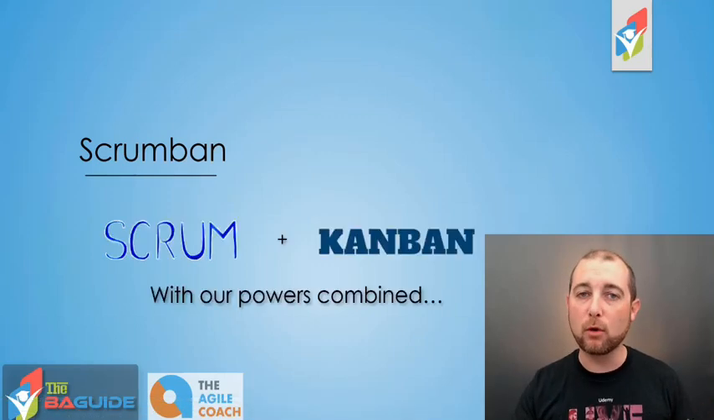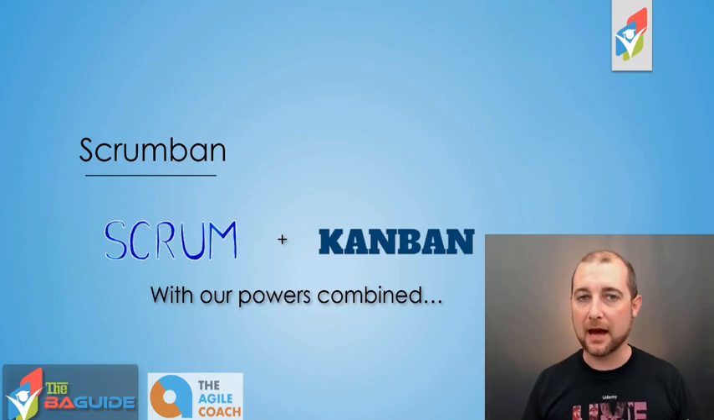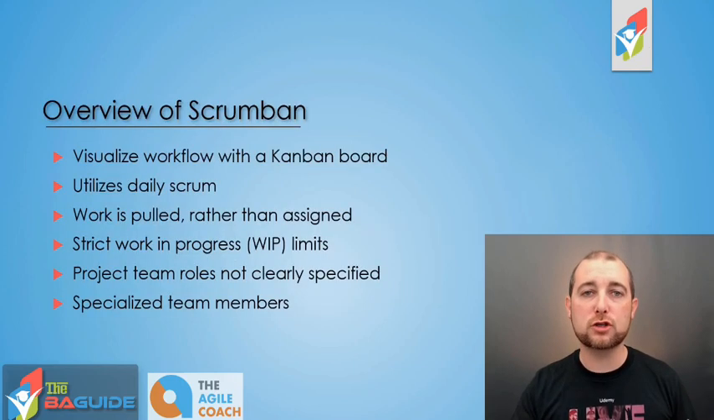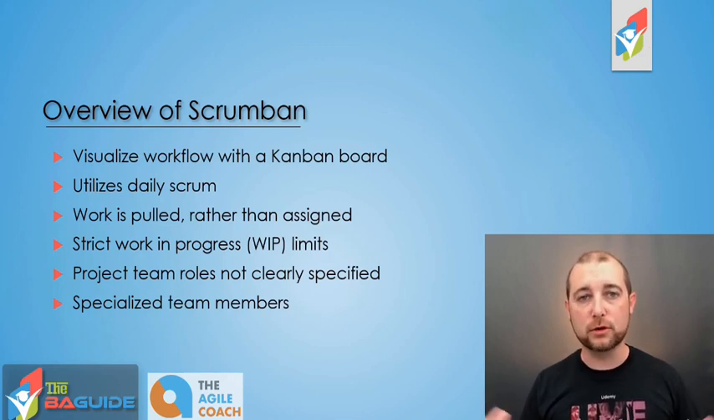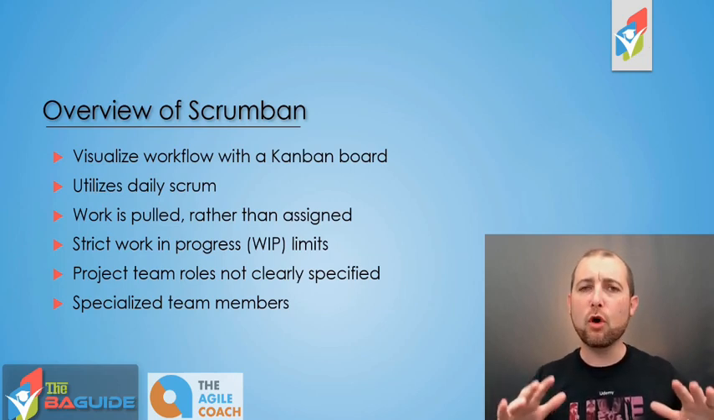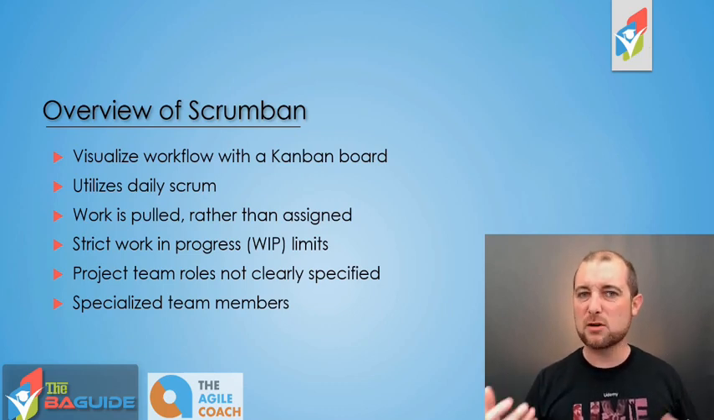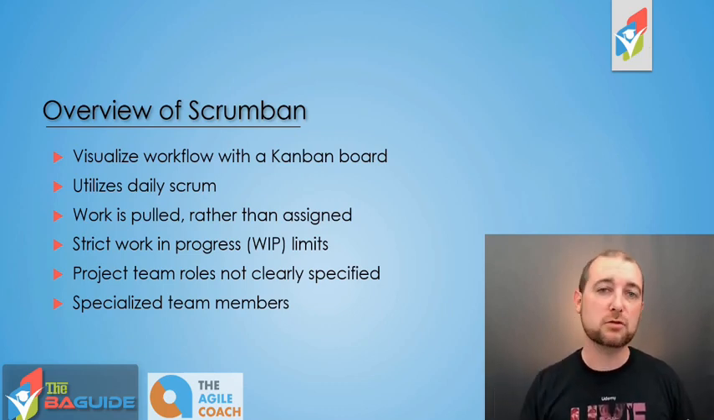Scrumban framework. Scrumban takes the best of both worlds from Scrum and Kanban and smashes them together into a hybrid framework that a lot of people refer to as Scrumban. This is a semi-structured framework that takes some of the elements of both of the other frameworks and puts them together. So let's just go over some of the base rules and functionality of Scrumban.